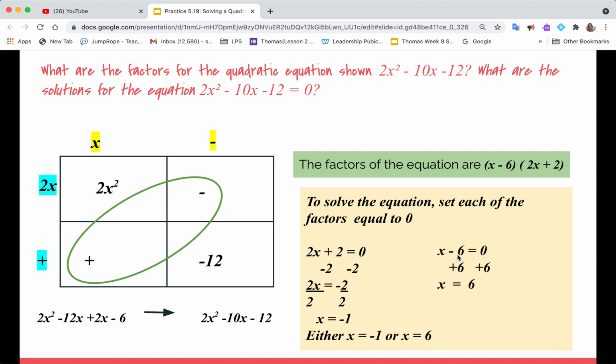And for the other factor, x minus 6 is equal to 0. We're adding 6 to both sides. So the solution is either x is equal to negative 1 or x is equal to positive 6.